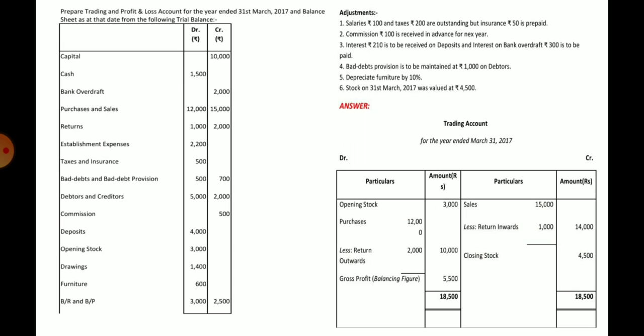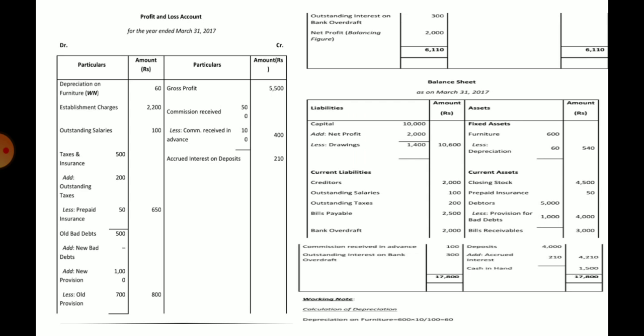Please, while preparing any of the accounts, put the format in front of you, and after that you can prepare the account very easily. After practicing more and more, you can easily remember the format, then you can solve your question without any help of any format.